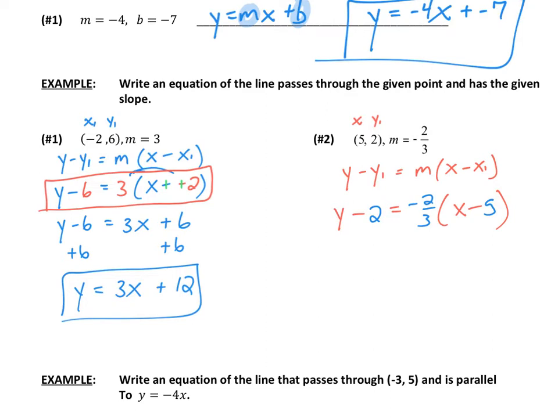So this is an equation for the line, but like I said, I'd like to get this so it's in slope-intercept form, so we get y by itself. So y minus 2 equals negative 2/3 x, and then negative 2/3 times 5 is going to be, a negative times a negative 5 is positive 10/3. Okay. And then we're going to add 2. And you'll get y equals negative 2/3 x.